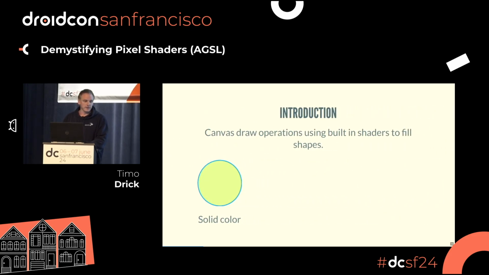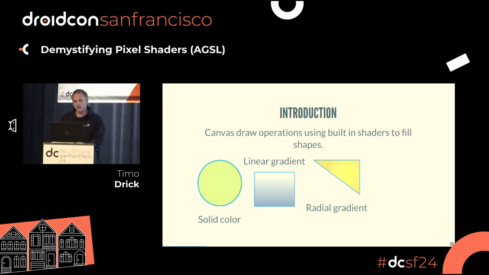So let's see. I think all of you know the normal canvas draw operations, like draw a circle, and then we can fill it with a solid color, for example, or we can use a linear gradient to fill it. These are also built-in shaders. You can just use them. There's also a radial gradient, or you can use an image as a shader for the content of the shape.